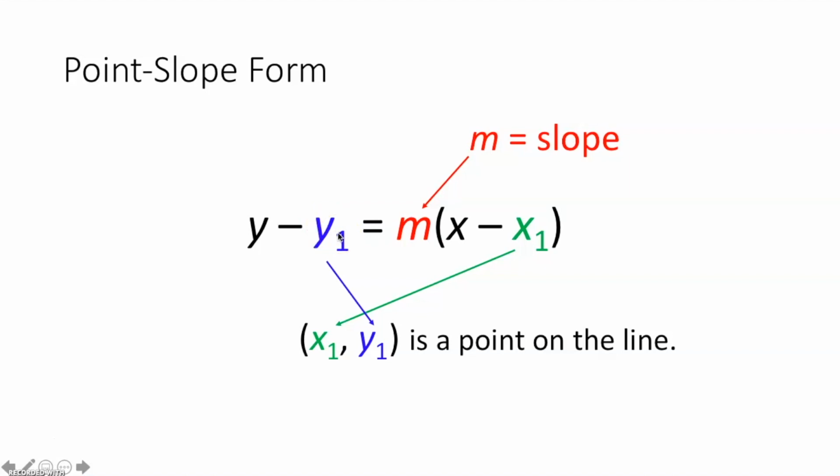So if you know one of the points on the line and you know the slope of that line, you can always create the point-slope form of the equation of that line.